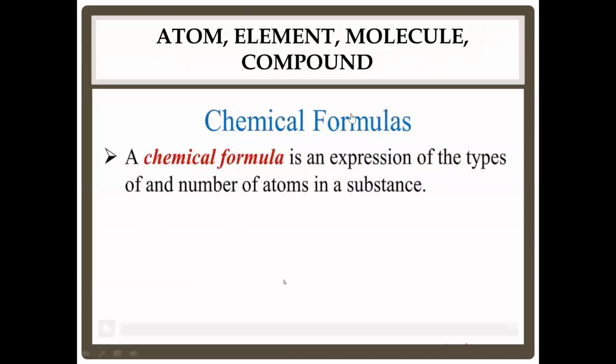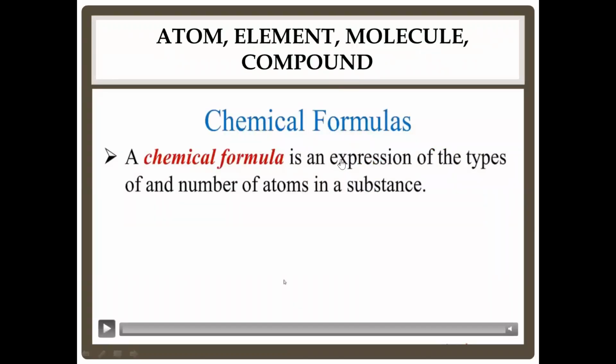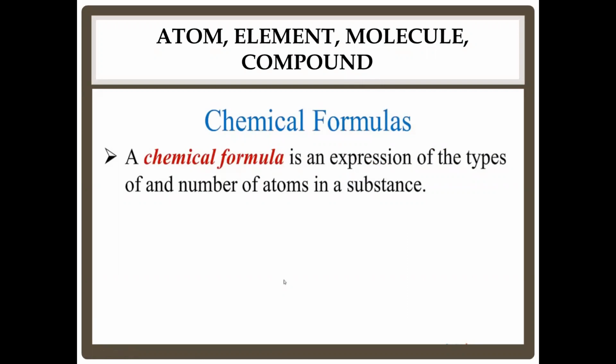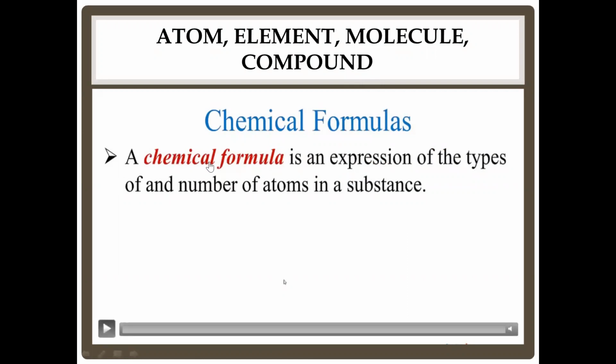So chemical formula is an expression of the types of and number of atoms in a substance. Okay. So today, inshallah, you will learn how a formula is written and what information the formula is going to give us about the atoms, meaning what type of atoms are involved to make any particular formula and how many atoms are involved in it.